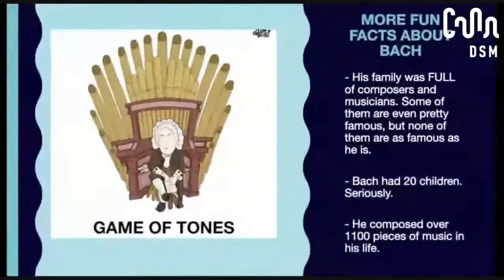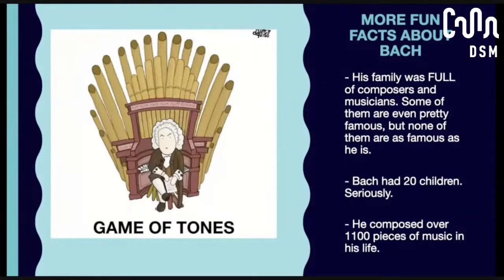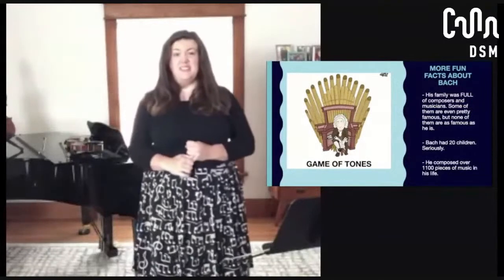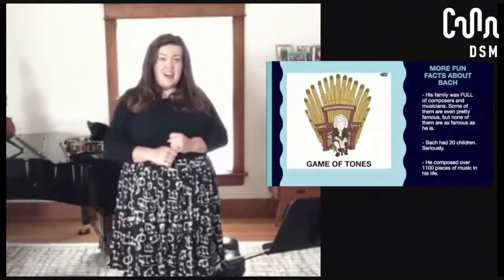Along that line, he had 20 children. Seriously, that's a lot of kids. Anyone out there have 20 kids in their family? I do not. I think that's just kind of an interesting fact about him, and I like to share those things because I think that makes people that we wouldn't know otherwise a little bit more interesting too. Another thing about him is he composed over 1,100 different pieces of music. That's a ton.